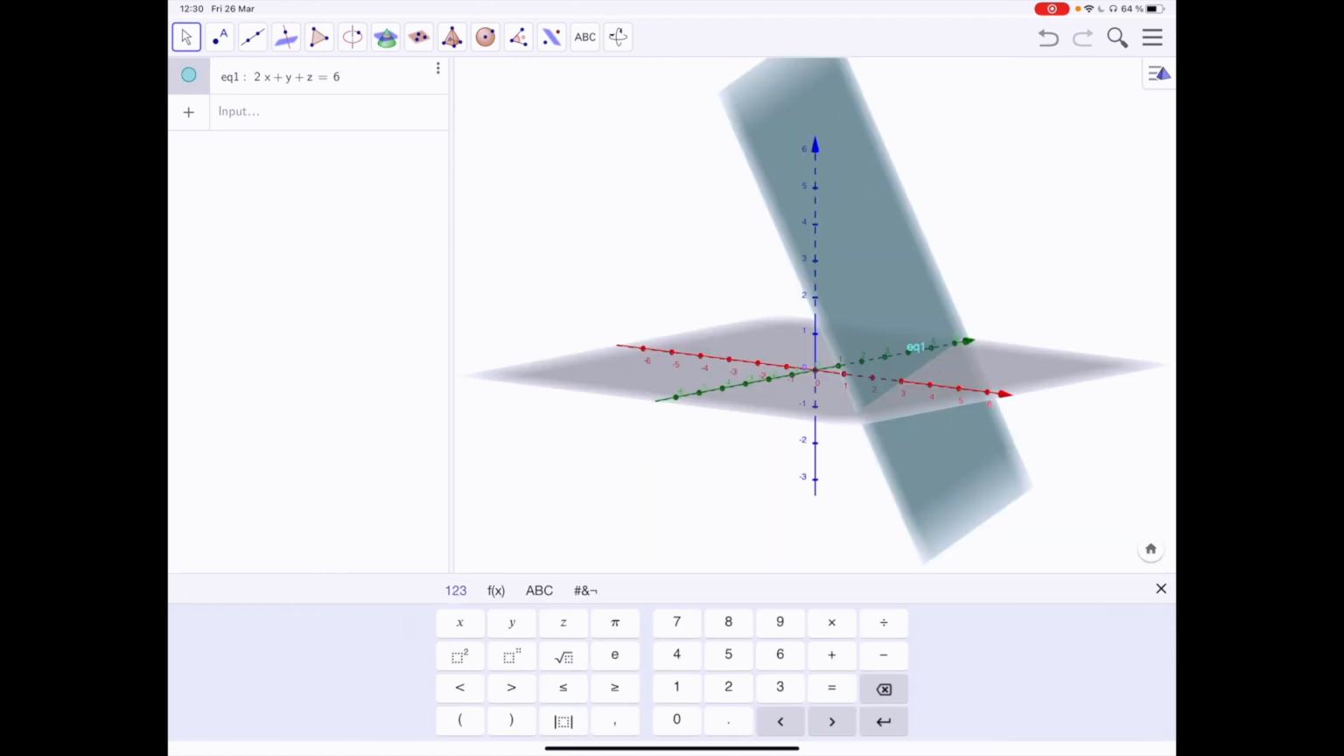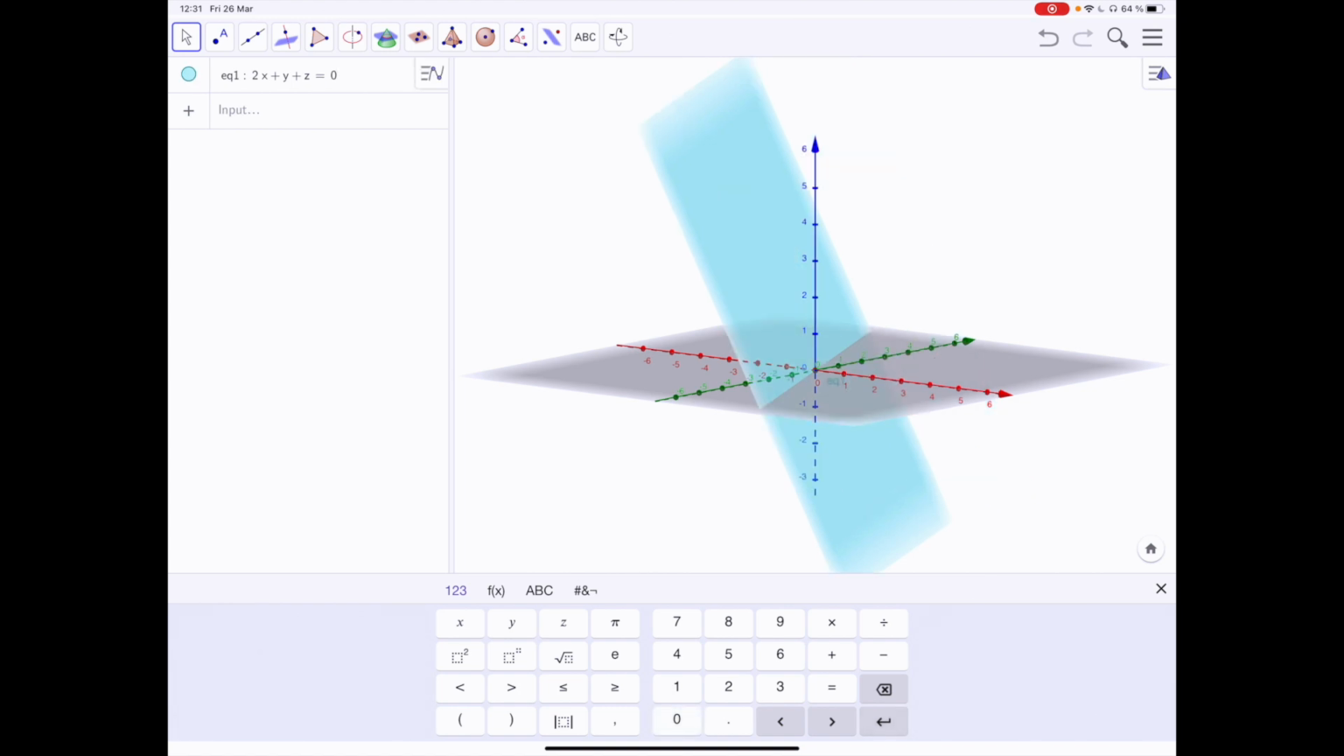What is written there? 2x plus y plus z equals to 0. Okay, so this is the plane. You see that the blue one is the plane which represents this equation in space.